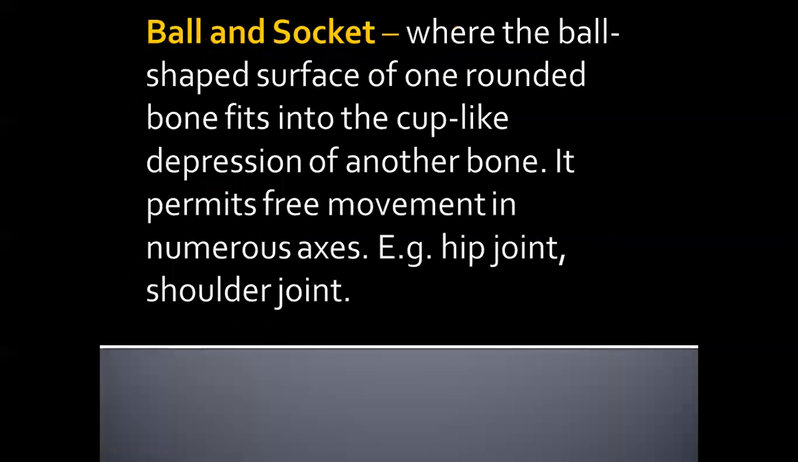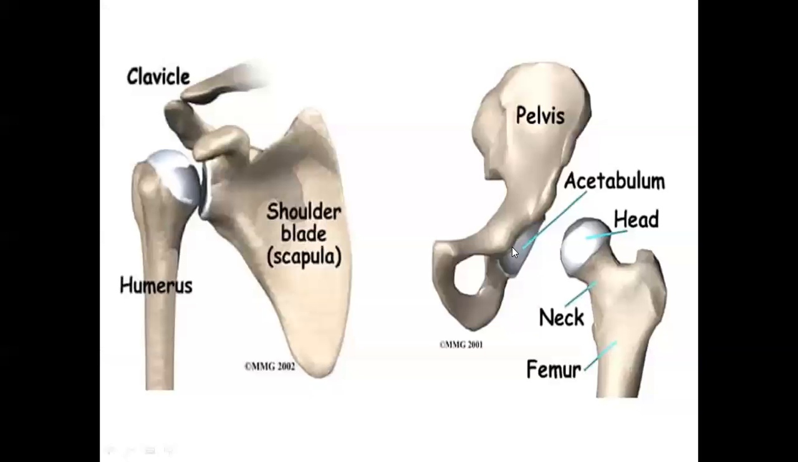Ball and socket joints are such types of joints in which one bone has the shape of a ball, and another bone forms a cavity, or a cup-like depression, in which the ball is articulated. Such types of joints we can see in the hip joint and in the shoulder joint. Let's discuss it with the help of an example.